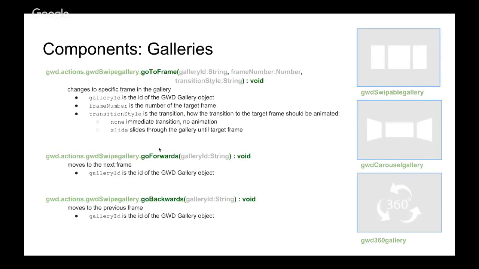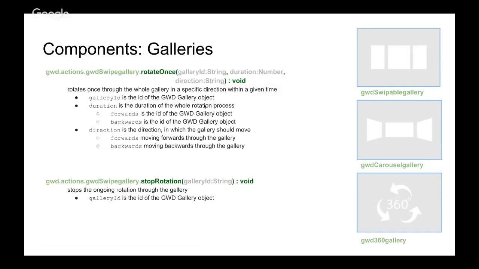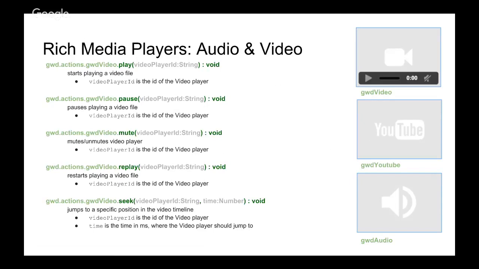Then, of course, all the galleries, and this is maybe a little bit more interesting. You have full control for each gallery: swipeable gallery, carousel gallery, or GWD 360 gallery. We have go to frame so that it's jumping to a specific frame. We will see a nice example for this later. Go forward, go backwards, and so on. Rotate once throughout the whole images, or stop rotation. This is really useful. Also, the rich media players with the standard playing options: play, pause, mute, replay, and seek for a specific point of this video stream.